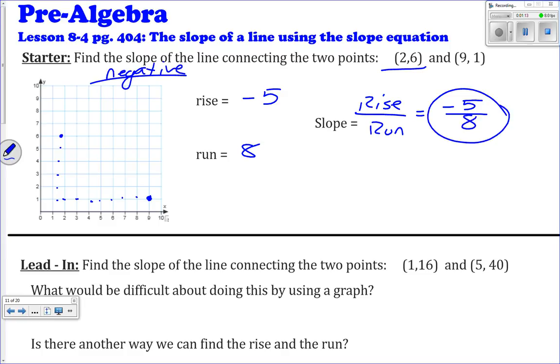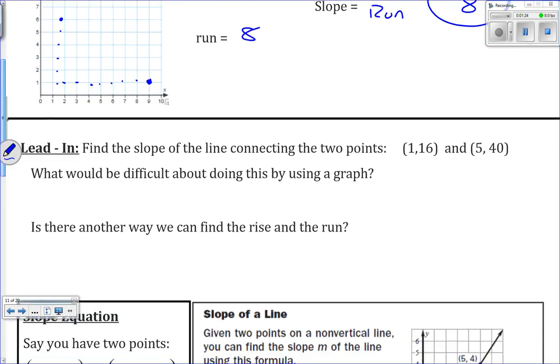We always reduce our fractions, but that one's already reduced. We don't have to write it as a decimal. The fraction is fine. So the slope of that line is negative 5/8. That's what we did yesterday. Now, that process of finding slope can be really annoying.